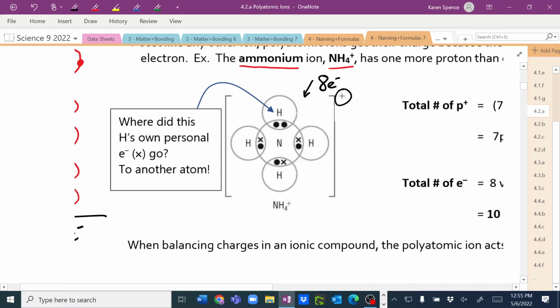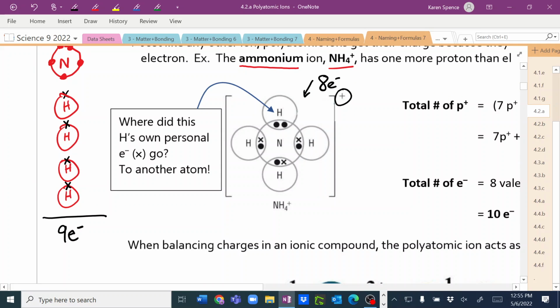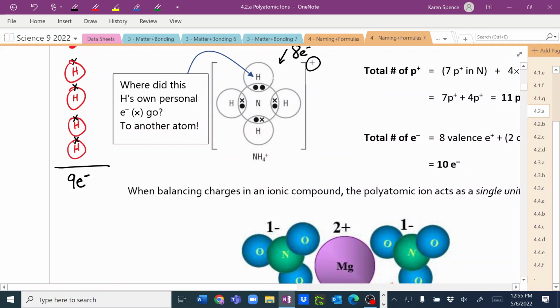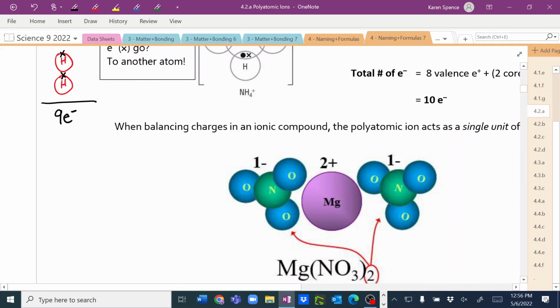Do you need to be able to show that? No, you do not. Okay? But sometimes people are like, well, where did that charge come from? Where did it go? It's because it just either gained or lost electrons just like anything else.